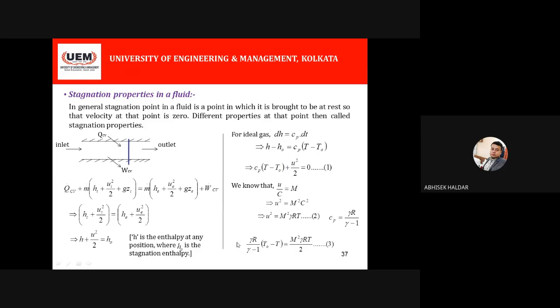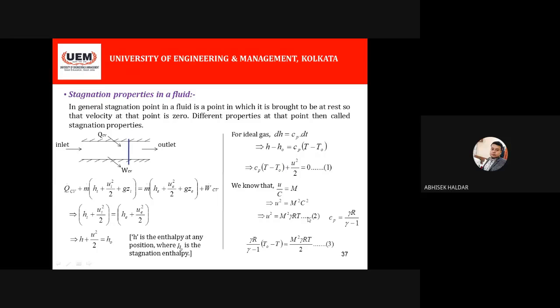Equation number 1 and 3, what is the difference? Sir, you have just replaced Cp by gamma R by gamma minus 1. Okay. And equation 2 you have applied, and U square is also applied. And this gamma T, can I write it for an isentropic flow or not?